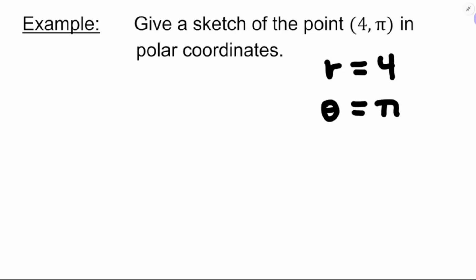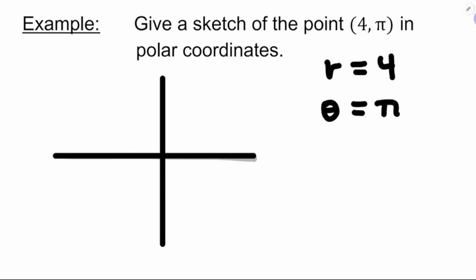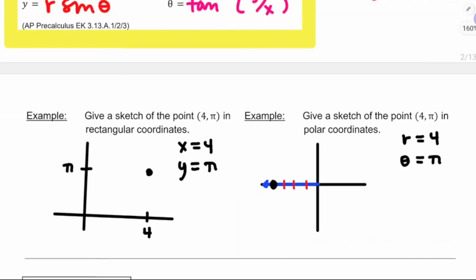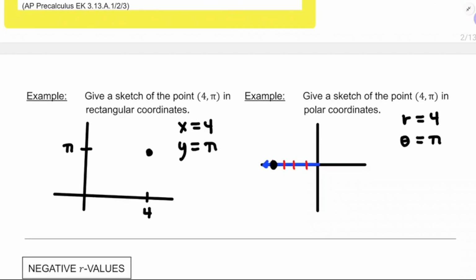That's going to matter. So giving a sketch of the point, giving some axes, you know where theta equals pi is. It's over here. And r equals 4, that would be 4 units away from the origin. That's the point 4 and pi. Because I'm thinking about theta equals pi on the unit circle, I'm going in that direction, positive 4 units.